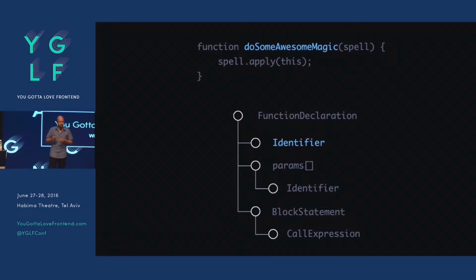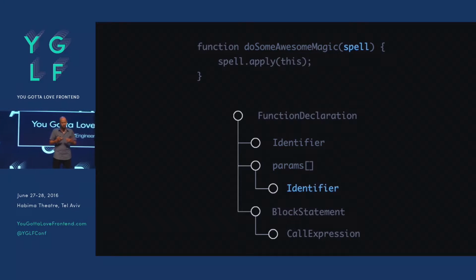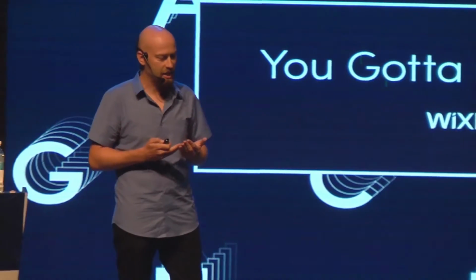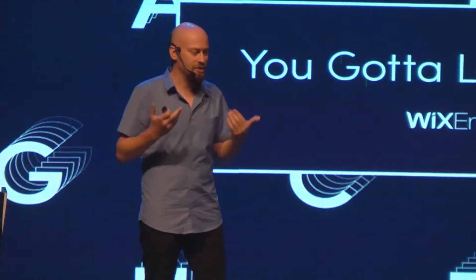So every node in this tree corresponds to some part in the JavaScript function declaration that I'm showing you in this example. So we have all kinds of nodes. We have identifiers. We have block statements, call expressions. There are tens of types of nodes inside our abstract syntax tree.